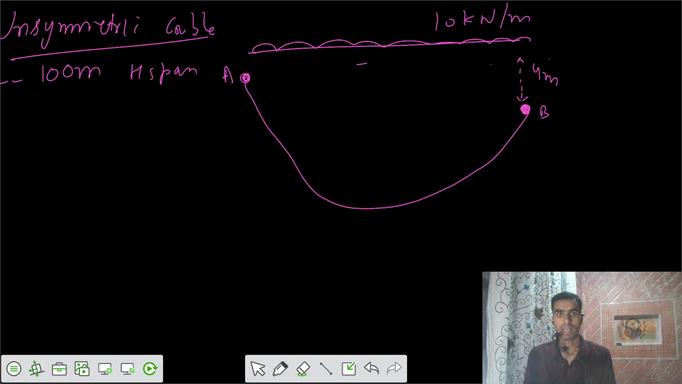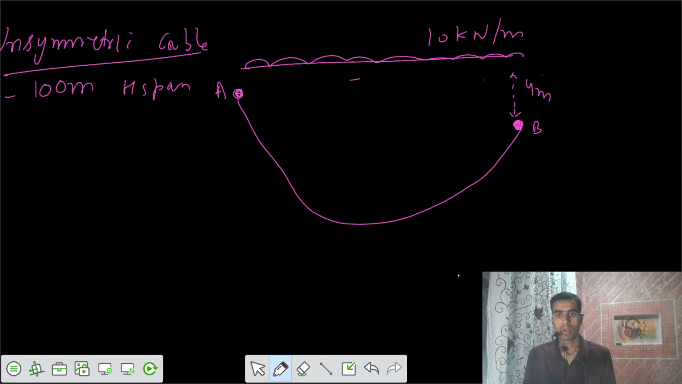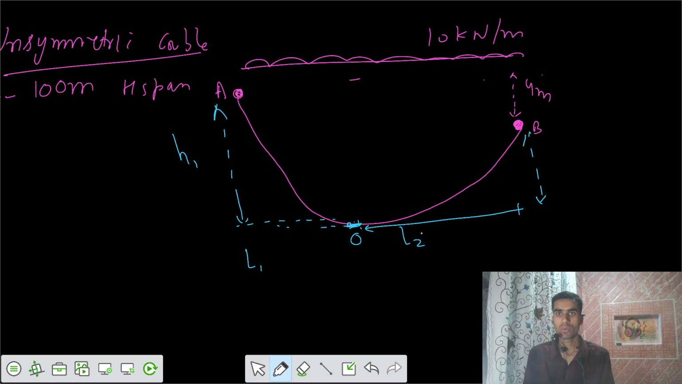Because of this, there would be some L1, L2. Let's say this is some center origin O. This is L1 and this is L2. There is some sag of H1, and here we have some sag of H2.